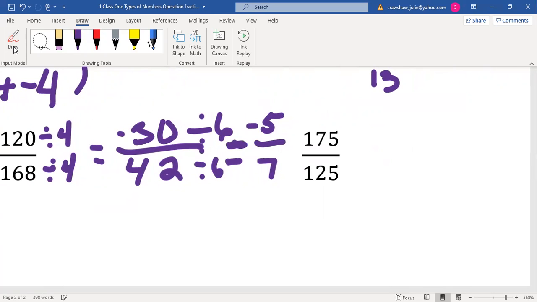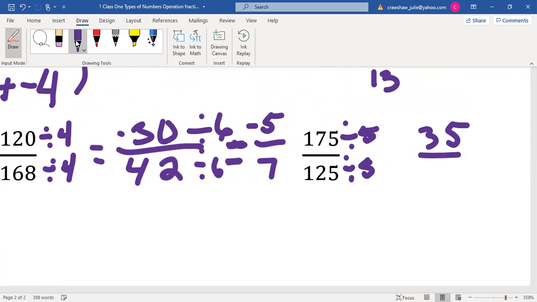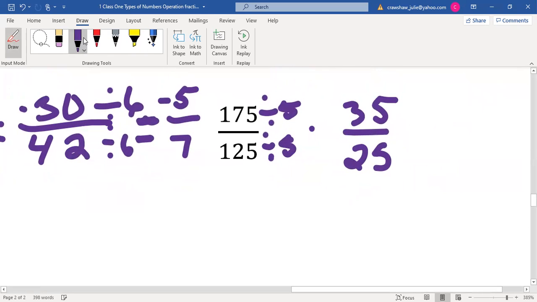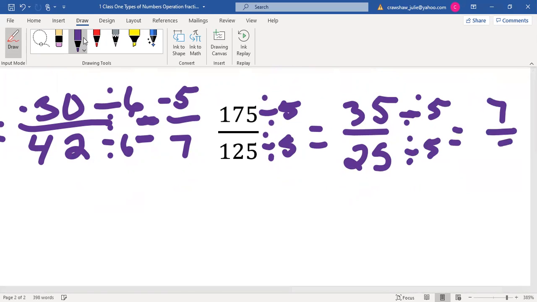175 divided by 125, they're both divisible by 5. 5 goes into 17 3 times. 5 goes into 25 5 times. 5 goes into 12 2 times. 5 goes into 25 5 times. So now 35 over 25, they're both divisible by 5 as well. So I just keep dividing common factors from top and bottom until I have no more common factors. 7 over 5 cannot reduce further. Therefore, that particular fraction is reduced as far as it can go.